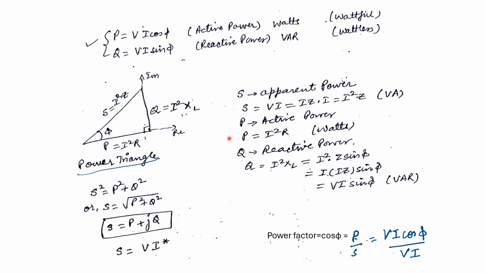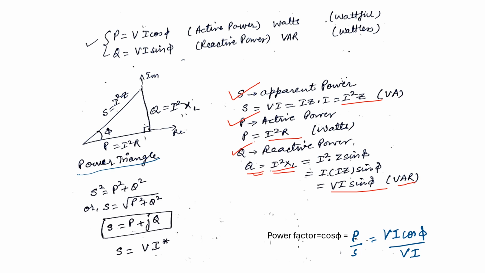So the three types of power we can see are the apparent power, the active power, and the reactive power. Apparent power is I squared Z, the active power is I squared R, and the reactive power Q can be written as I squared X_L, that is due to the inductive or capacitive part of the circuit, the reactance X. So we can write this as I squared X, and we also see that Q is the same as VI sin phi, and P is the same as VI cos phi. Its unit is VAR.